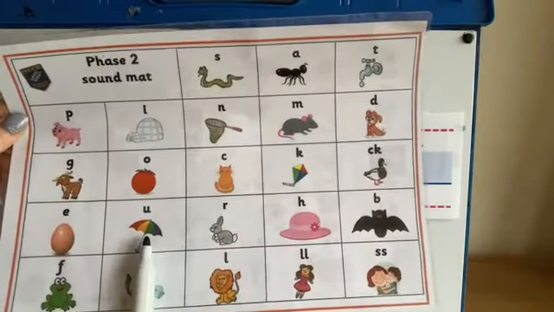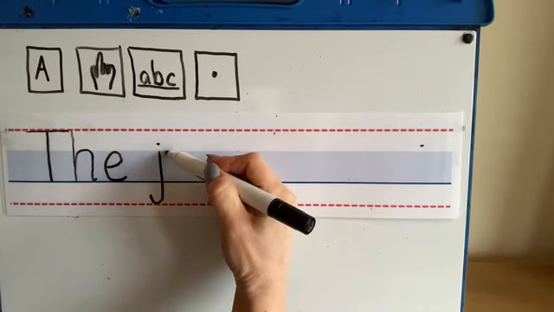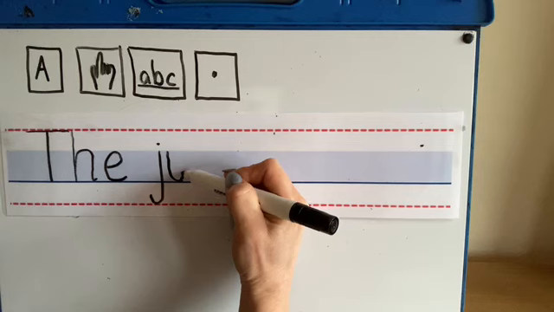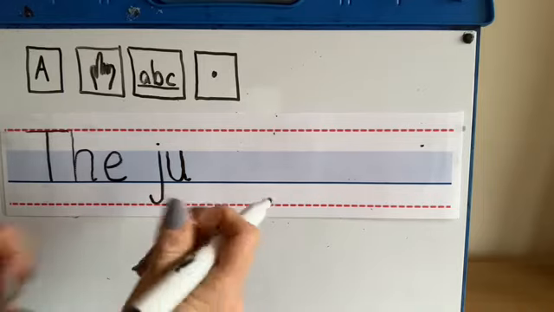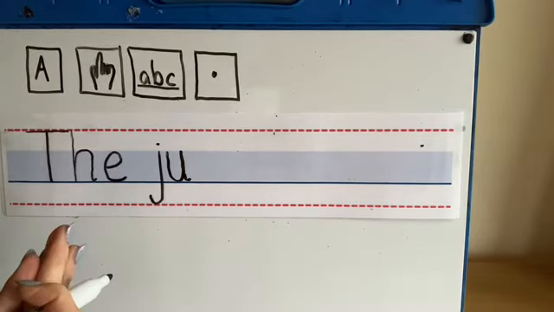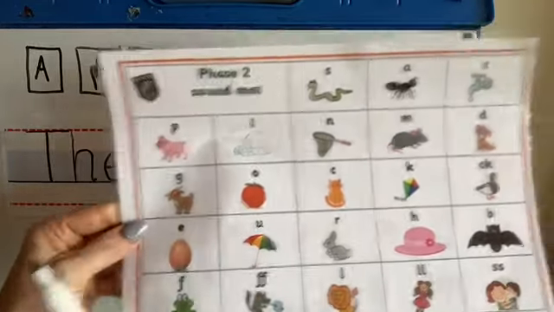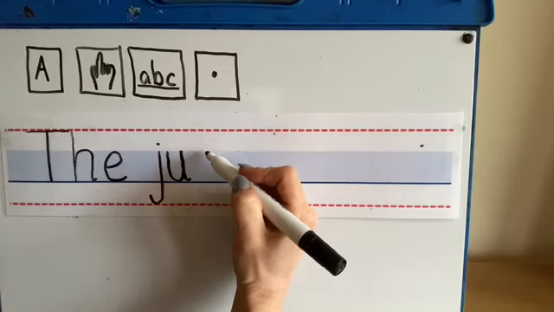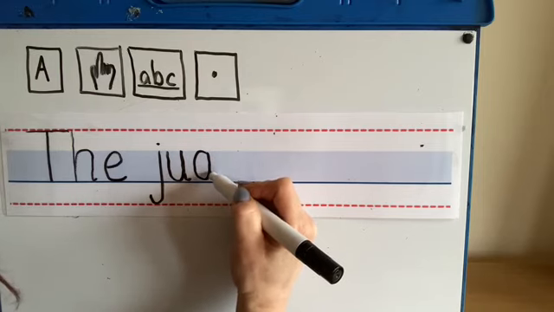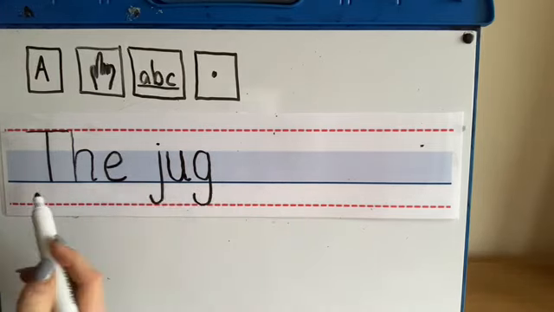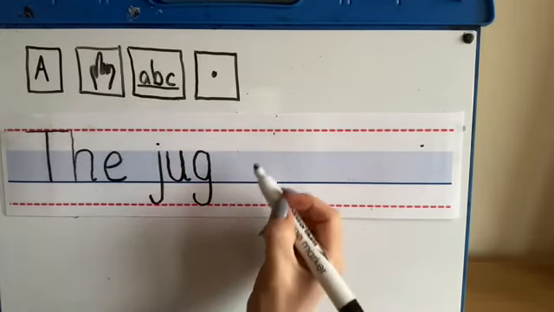There is a letter U. So, start at the top. We're going to go down, bend to the right, and up, and drop back down, and give it a tail. J, u, g, jug, g. I can see g in our phase two sound. So up to the line, we go around and up and down and give it a tail. The jug. There's our second word. We want a finger space. And our next word is the word is.